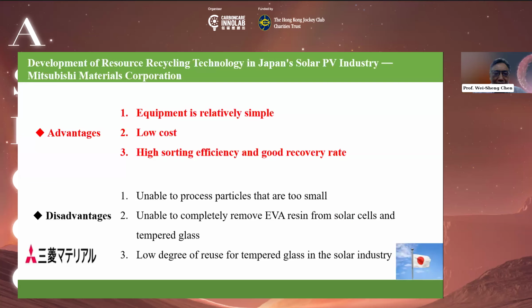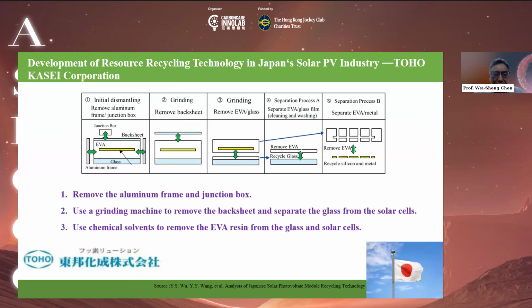This technology has relatively simple and low-cost equipment, high sorting efficiency and a good recovery rate. But this process is unable to deal with small particles and unable to completely remove the EVA resin from the solar panel. And there is a low degree of reuse of the tempered glass in the solar panel.